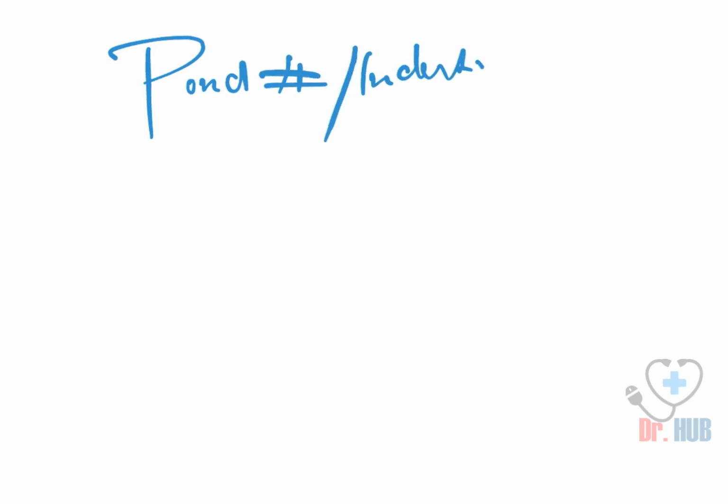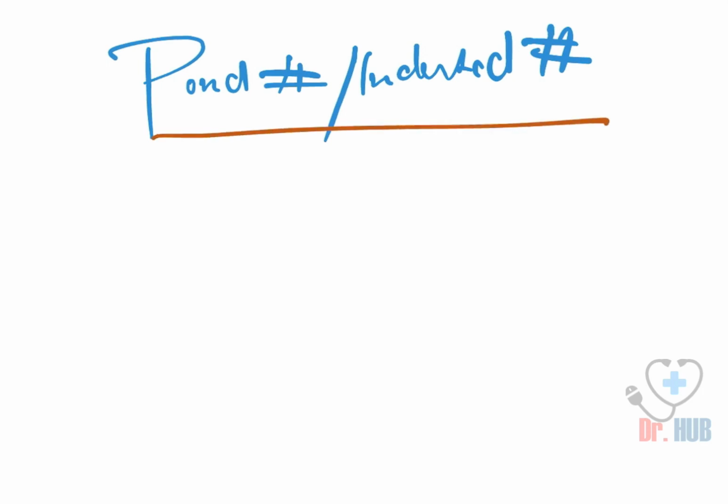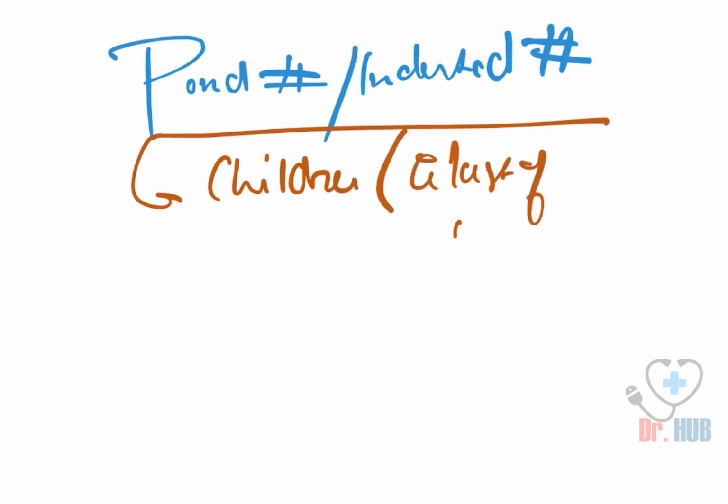The next question we asked was: what is the pond fracture, or the indented fracture? The pond fracture, the indented fracture, occurs in children, and this is due to the elasticity of bones.